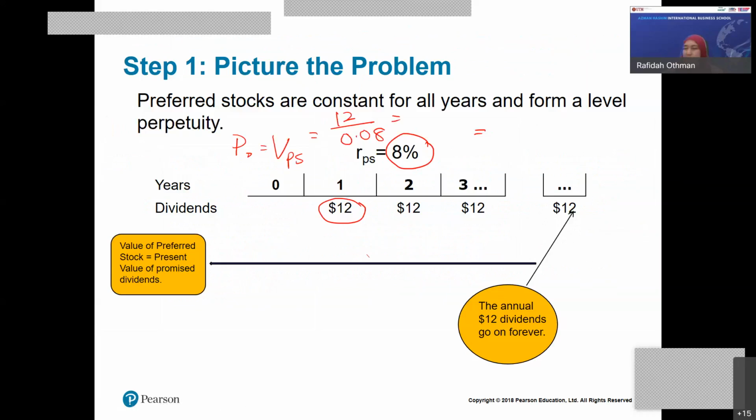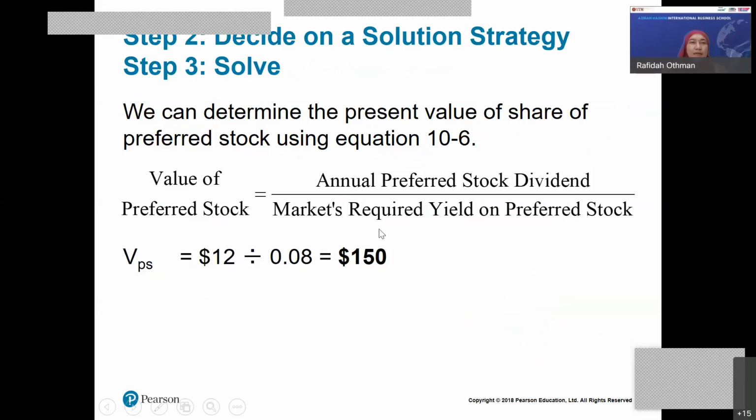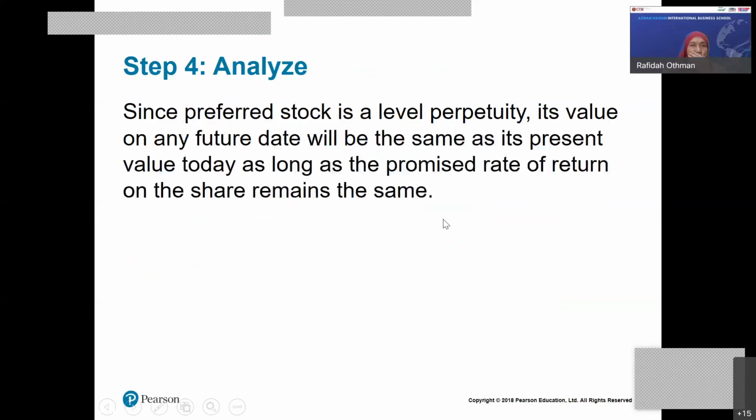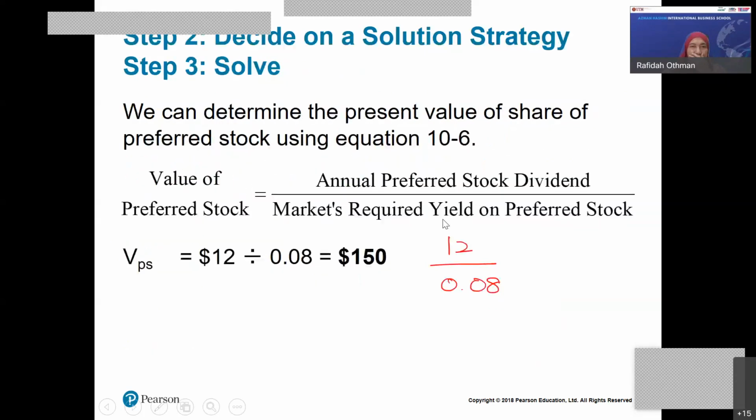So what is the value here? A hundred and is it 150? Yes, okay, 150. So the value for preferred stock is merely 12 ringgit divided by 0.08. Right?